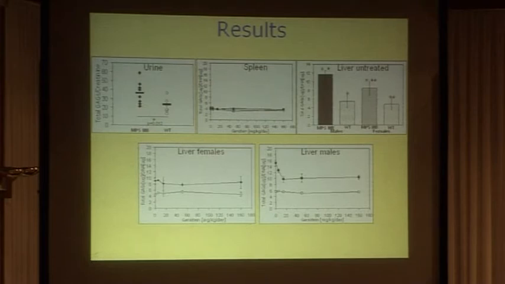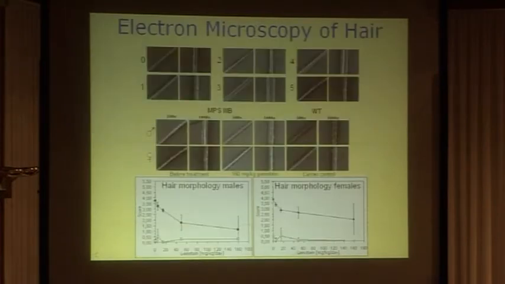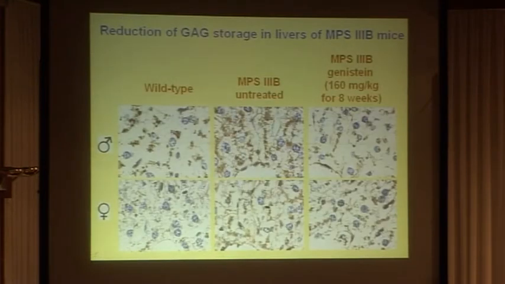But we see some improvement in the organs, like in the liver, in the male mice. And also we observe improvement in hair morphology. And here is an example of the best results, in which we observe the improvement in liver.